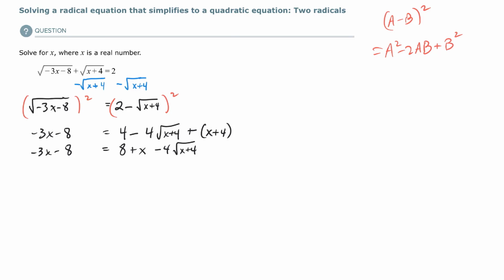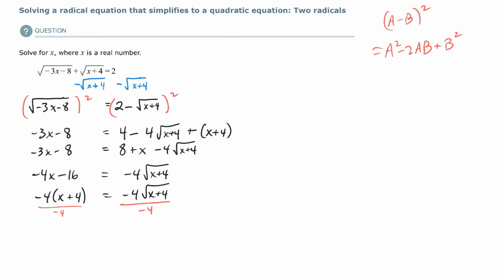So subtracting 8 and subtracting x. All right. I'm going to actually factor out a negative 4. So we get x plus 4 equals negative 4 times the square root of x plus 4. Negative 4 is not 0, so we're going to divide both sides by negative 4. Now I do like my square root symbol over here instead, so I'm going to turn this equation around.